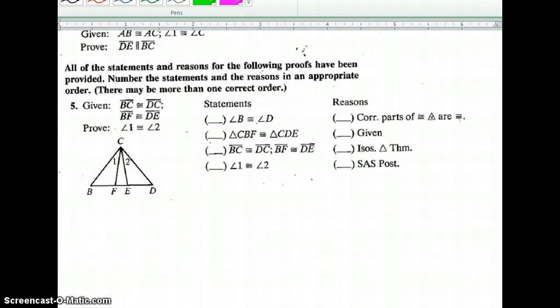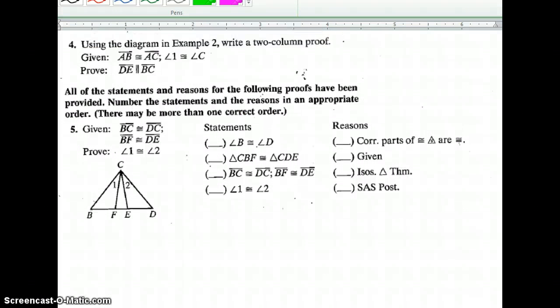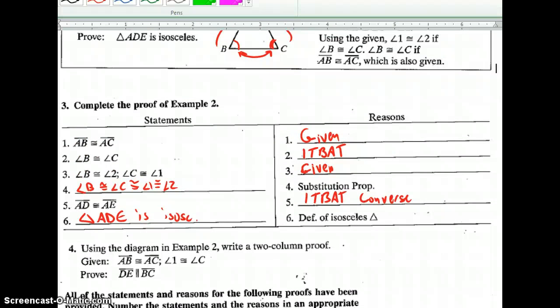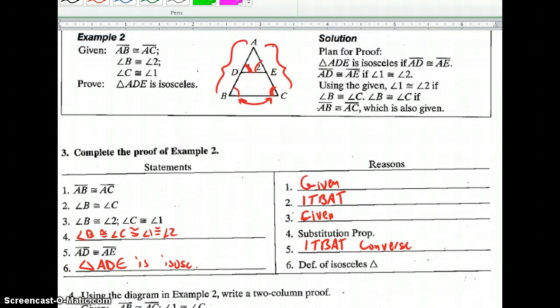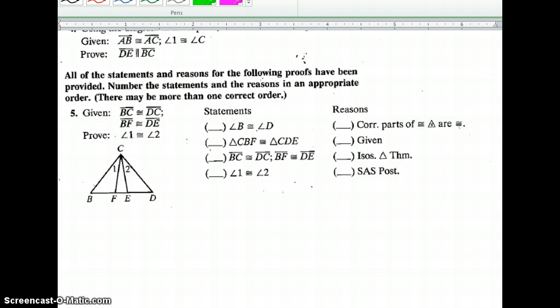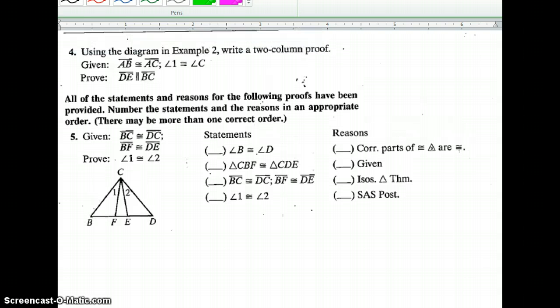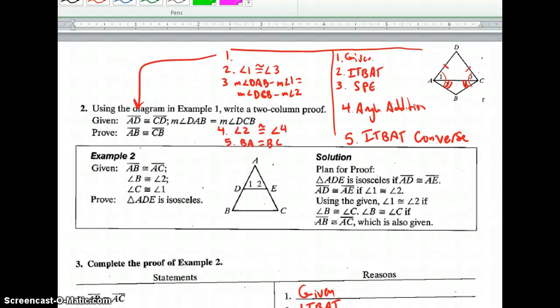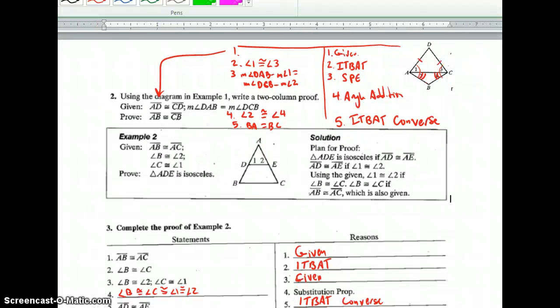Okay. Did I go too far there? Yeah. Using diagram example 2. Oh, okay. Using that same diagram, oh gosh, I can't see it. If AB is congruent to AC and 1 is congruent to C, so let's erase this stuff for a second. AB is congruent to AC and 1 is congruent to C. Why are DE and BC parallel? Oh, that's cool. Let's shrink this size so I can see it all at the same time here.